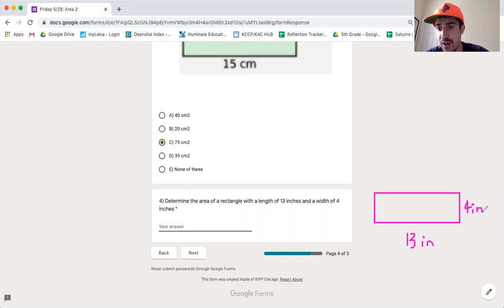And I know area is length times width. So I'm going to do 13 times 4, just like I did for 15 times 5. 4 times 3 is 12. The 2 here, regroup the 1. 4 times 1 is 4, plus 1 more is 5. So it should be 52 inches squared. When I type that in, I will write 52 inches squared, or you could do 52 inch squared.